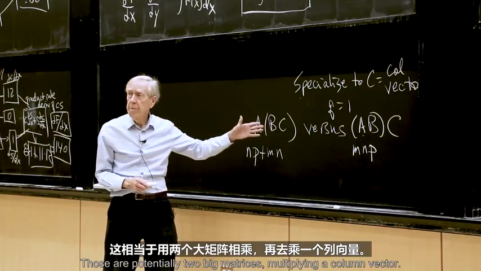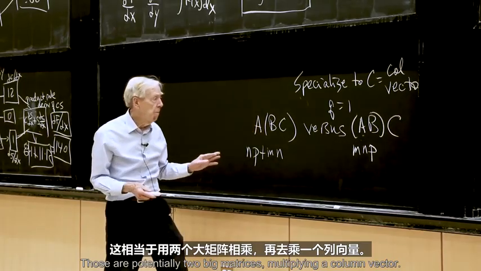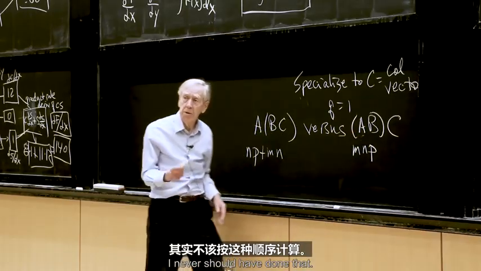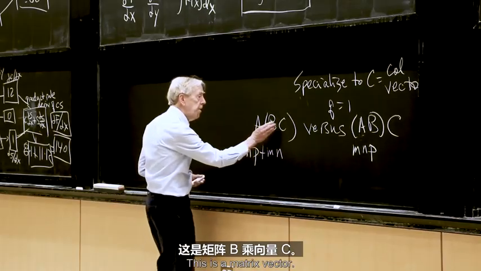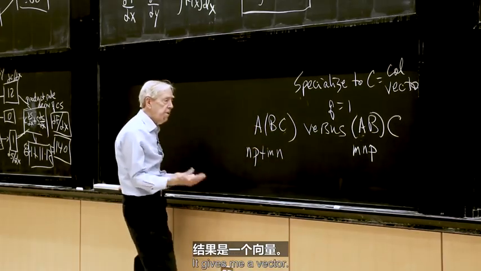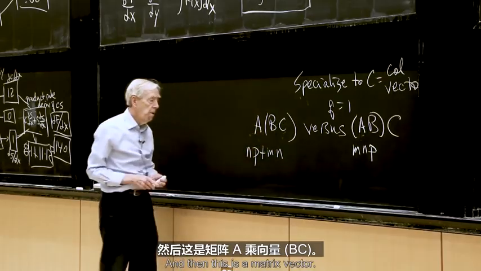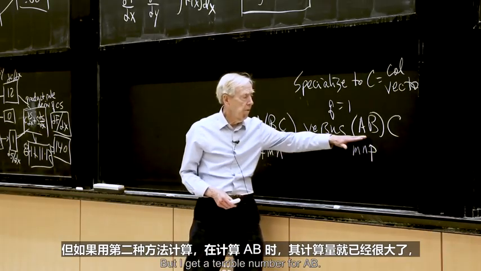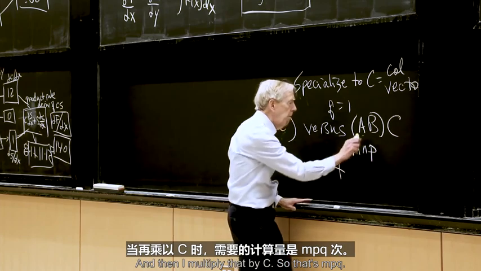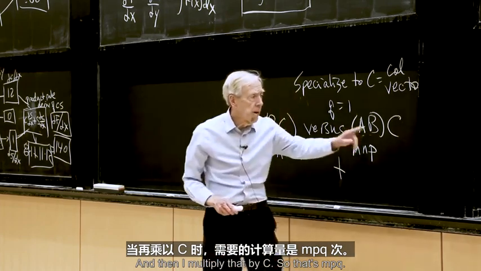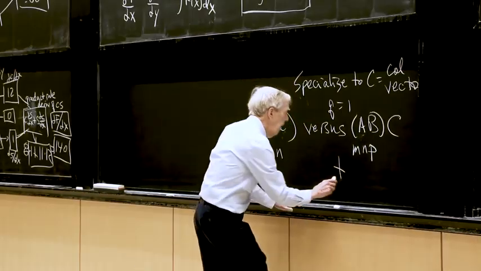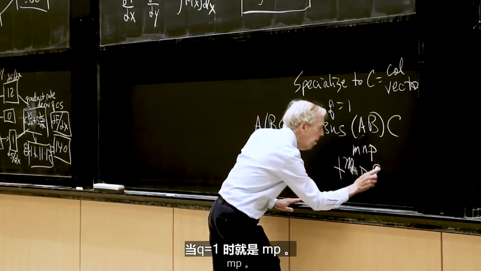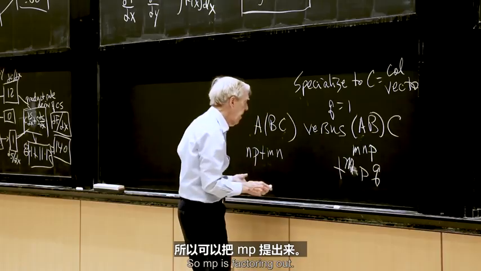Multiplying, those are potentially two big matrices. Here I've done a matrix multiplication. I never should have done that. This is a matrix times a vector, which gives me a vector. And then this is a matrix times a vector. So I get nice numbers here, but I get a terrible number for AB. And then I multiply that by C. So that's MPQ.